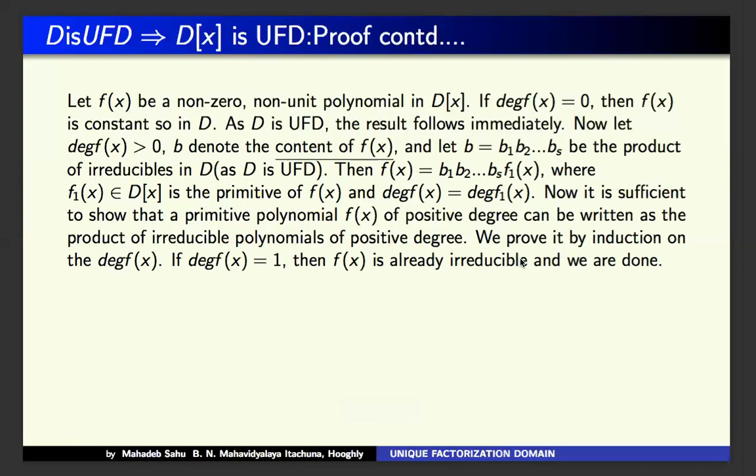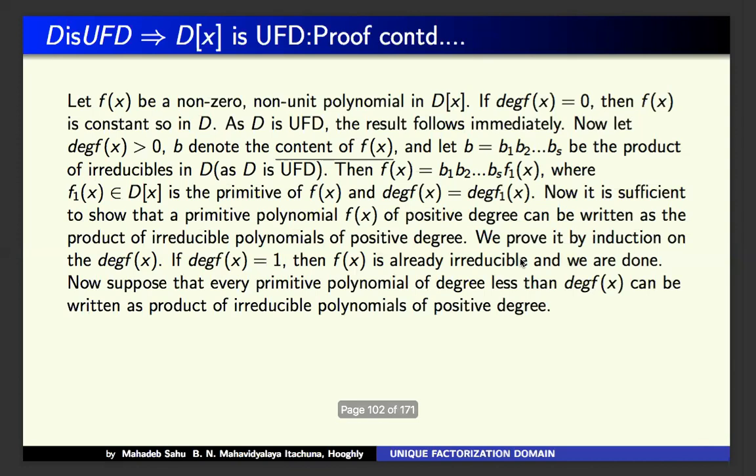If the degree of f(x) equals 1, then f(x) is already irreducible and we are done, because f(x) can be written in the form ax plus b, and such a polynomial cannot be factored further: if you go for a factorization, you get a constant term and a degree 1 polynomial, which is not a proper factorization by the definition. Therefore it is irreducible.